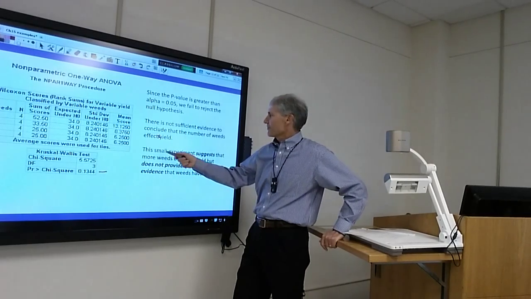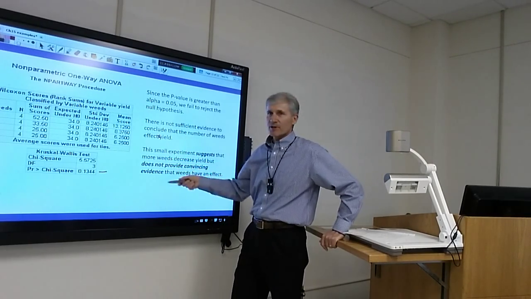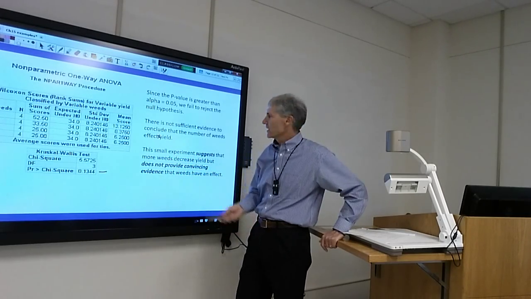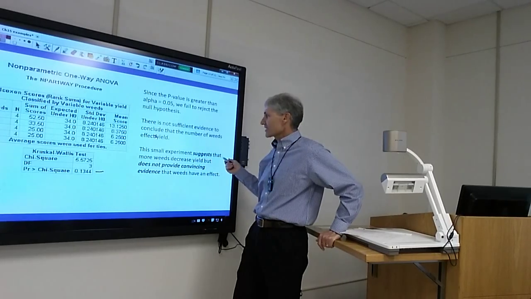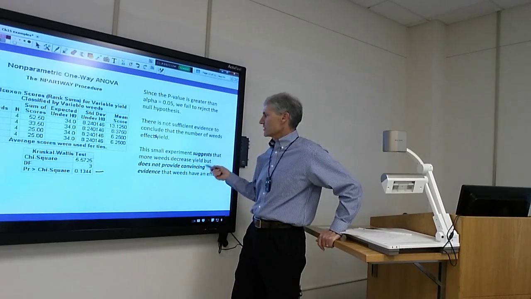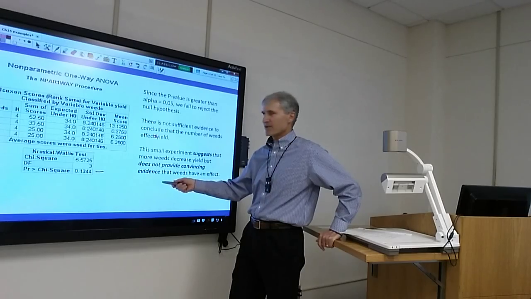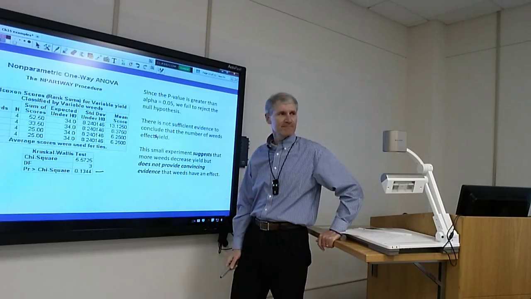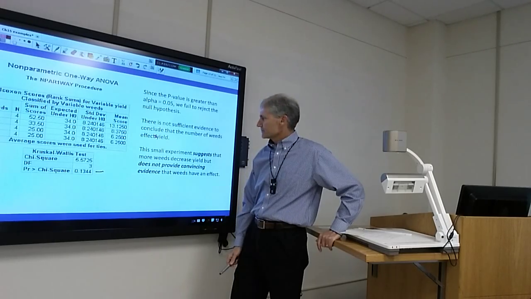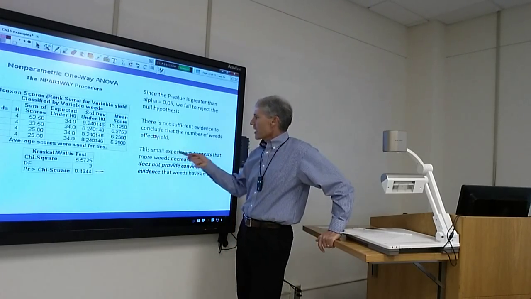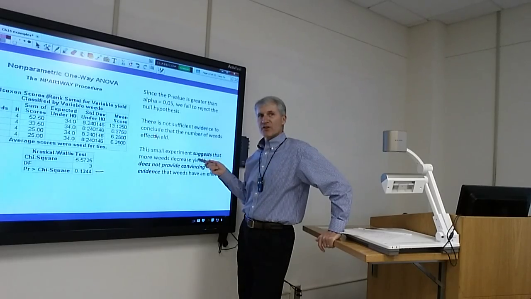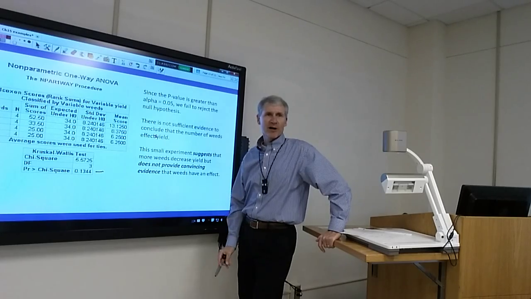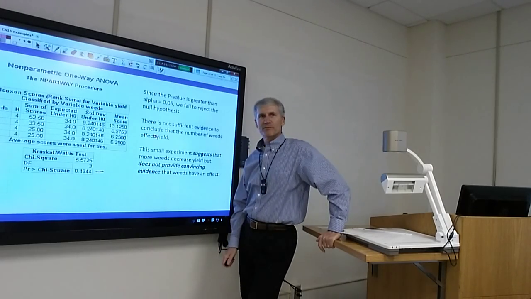Right. I copied this out of the book. This is the way that he made his statement of conclusion. This small experiment suggests that more weeds decrease yield, but does not provide convincing evidence that weeds have an effect. Okay? So I like acknowledging that it looks like there is something going on. It's just this study was too small. You've got a power problem, not a weed problem.